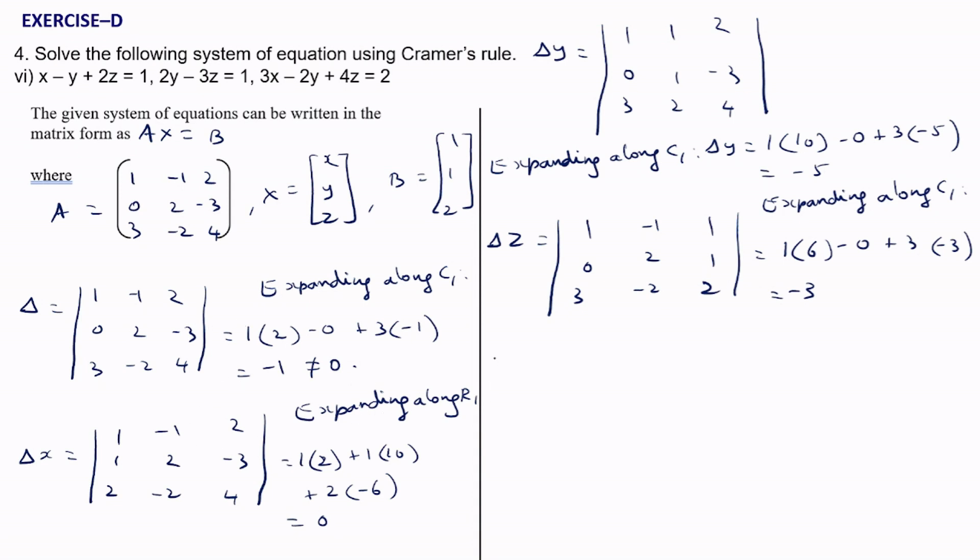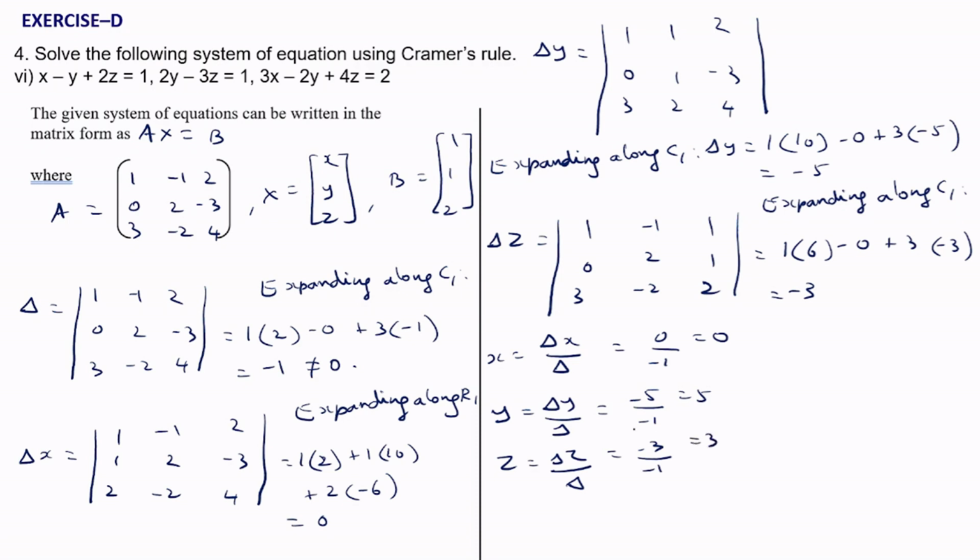Now x will be delta x by delta. So it is 0 by minus 1, which is 0. Y is delta y by delta. It is minus 5 by minus 1, which is 5. Z is delta z by delta. It is minus 3 by minus 1, which is 3. Therefore, x is 0, y is 5 and z is 3. So this is the solution for this given system of equations.